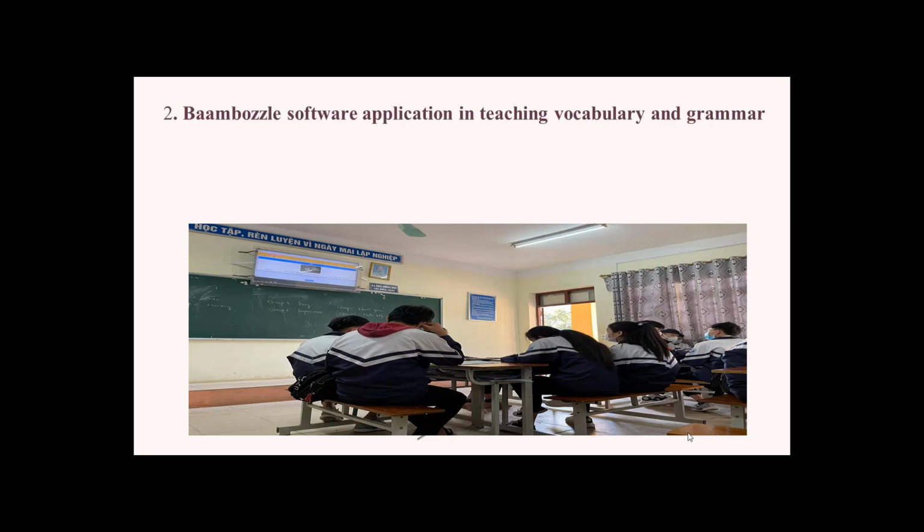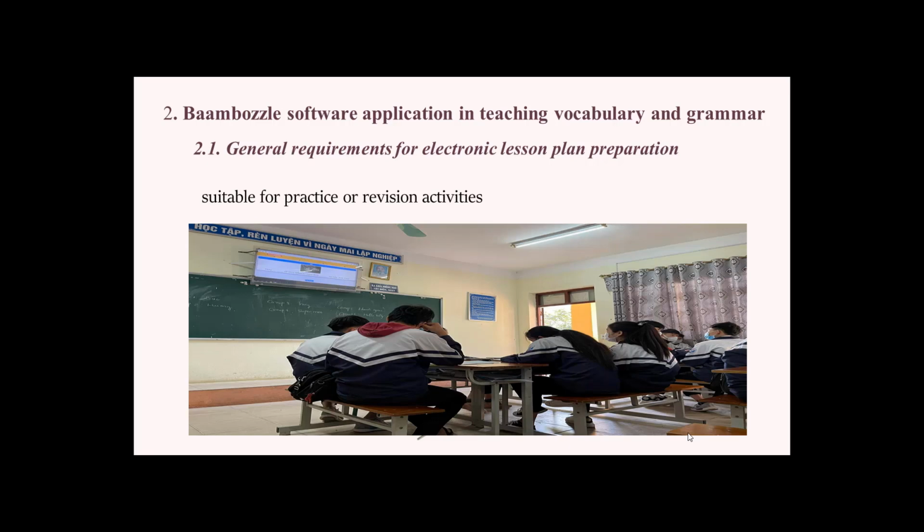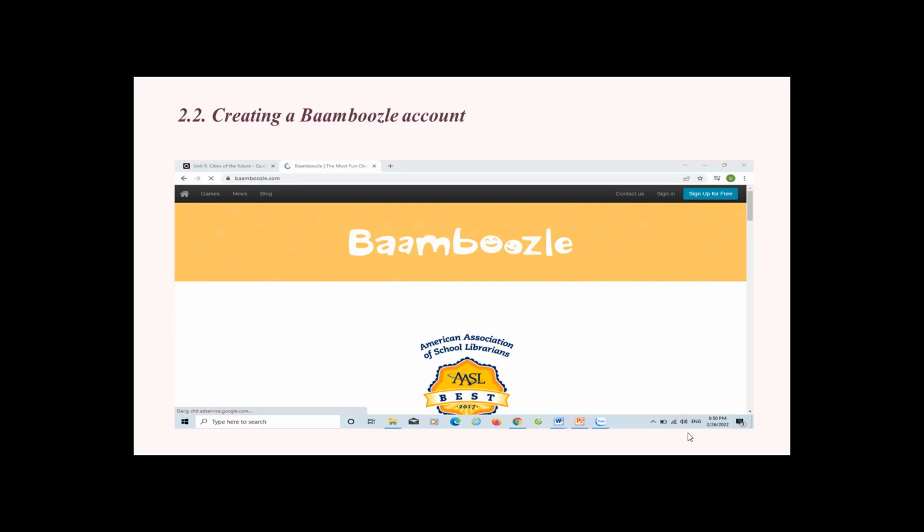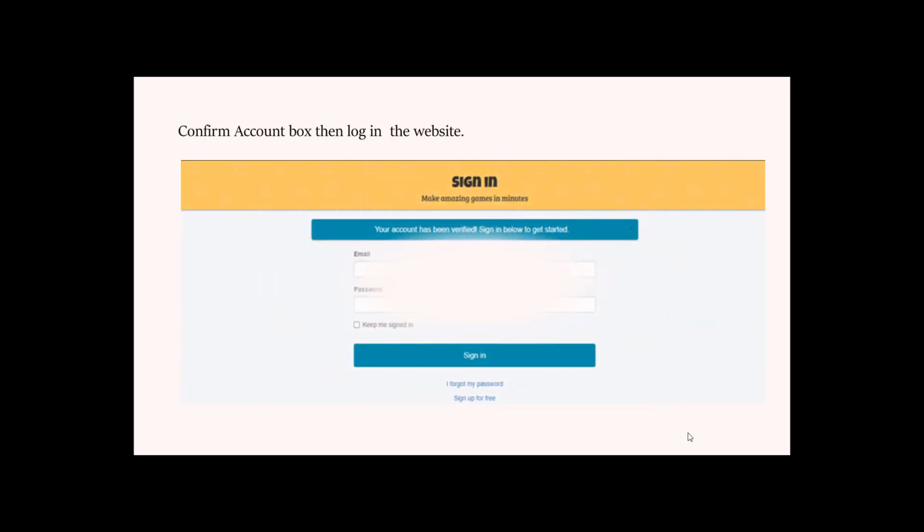Measure number 2. baamzle software application in teaching vocabulary and grammar. There are 5 main points. First, general requirement. The teacher needs to organize learning activities for students as usual. This software is suitable for practice or revision activities. 2. Creating a baamzle account. We click Sign up for free. Then we confirm the account box and log in to the website.